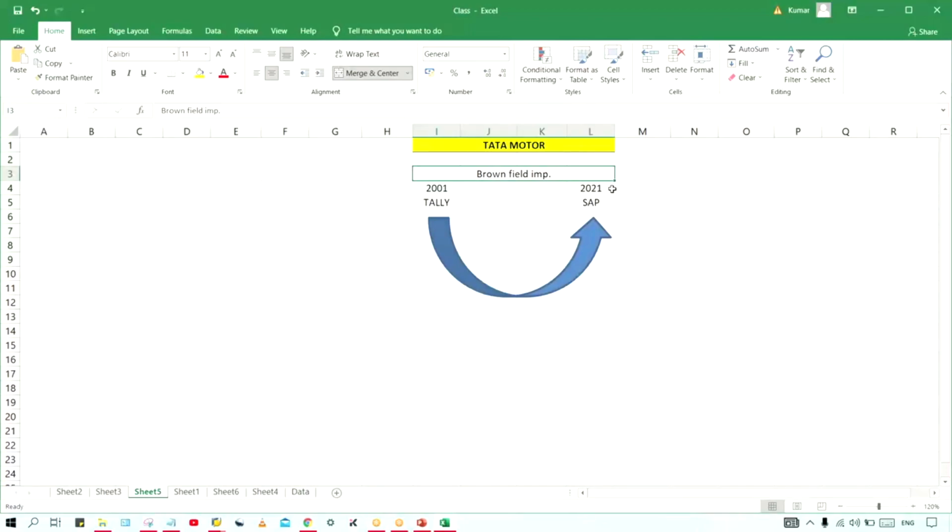In greenfield implementation, guys, there is no data migration activity. In greenfield implementations everything is quite new, so there is no data migration activity. But in brownfield implementation, yes, data migration activities are there. So this is the difference, guys. Greenfield means totally new, no existence of a legacy system, hence no data migration. Whereas brownfield means there is an existence of a legacy system, hence data migration will be there.